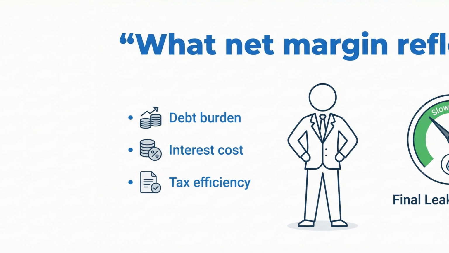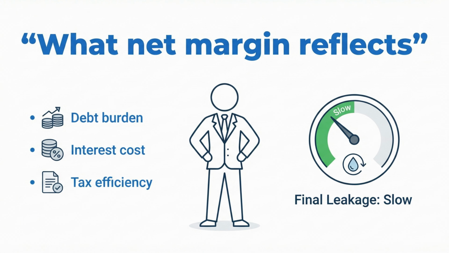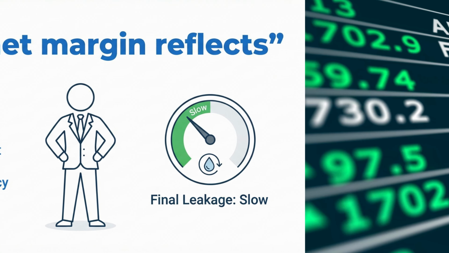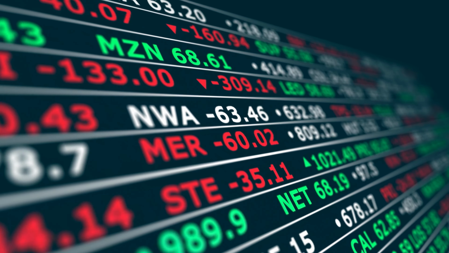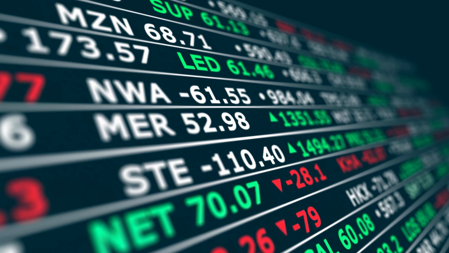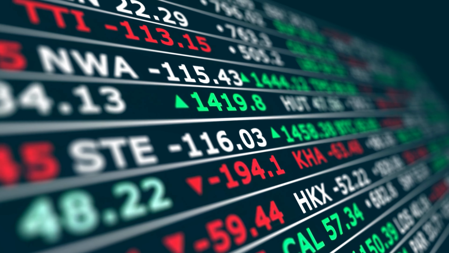What net profit margin really shows? Net margin reflects debt burden, interest costs, tax efficiency, and overall financial discipline. A company can have strong operating margins, but weak net margins if debt is high. That's why net margin is the final filter, not the first.